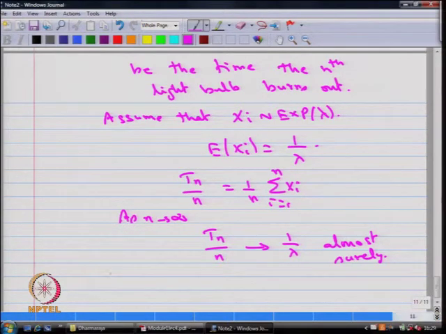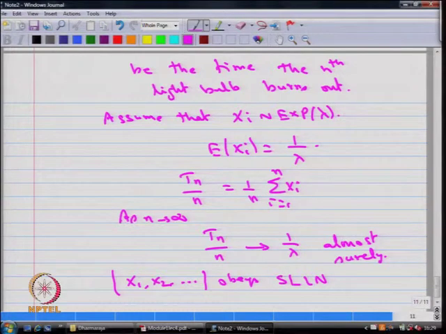That means we can conclude the random variables X1, X2 and so on obey the strong law of large numbers, because Tn by n, that is nothing but 1 by n summation of Xi's, converges to the value 1 by lambda almost surely. We can conclude the sequence of random variables Xi's obeys a strong law of large numbers.